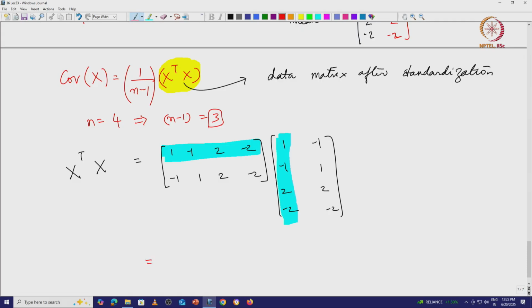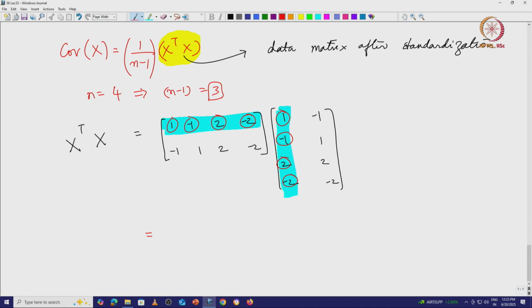Okay. So if you did that here, you will get 1 times 1 is 1, then minus 1 times minus 1 is also 1. So adding those two ones is 2, and then 2 times 2 is 4. So 2 plus 4 is 6, and then minus 2 times minus 2 is also 4. So 6 plus 4 is 10. Okay. So what you get here is a 10, and I encourage you to solve the other entries. So it will be 10, 6, 6 and 10. So as you can see, this is a symmetric matrix.